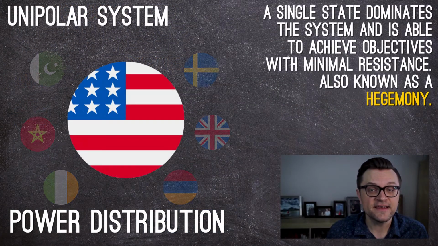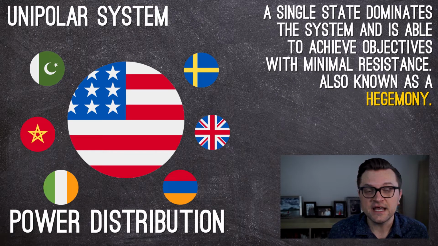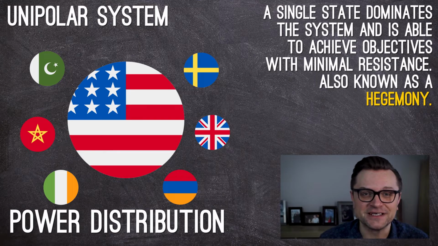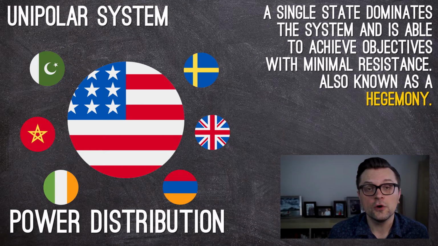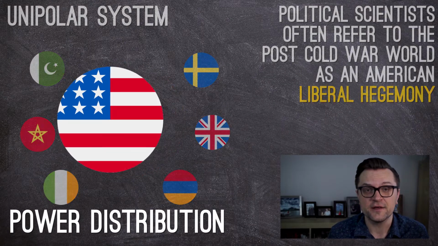When you have one single state that dominates the system, we call that a unipolar system. When this state uses its power to influence and guide others and shape the rest of the system, we call that state a hegemon, and we often consider this kind of unipolar system a hegemony, which is a pretty cool vocab word to have in your back pocket. The post-Cold War world is often referred to as a liberal hegemony, with the United States using its power and influence to shape Western liberal values and capitalism and free trade throughout the world.